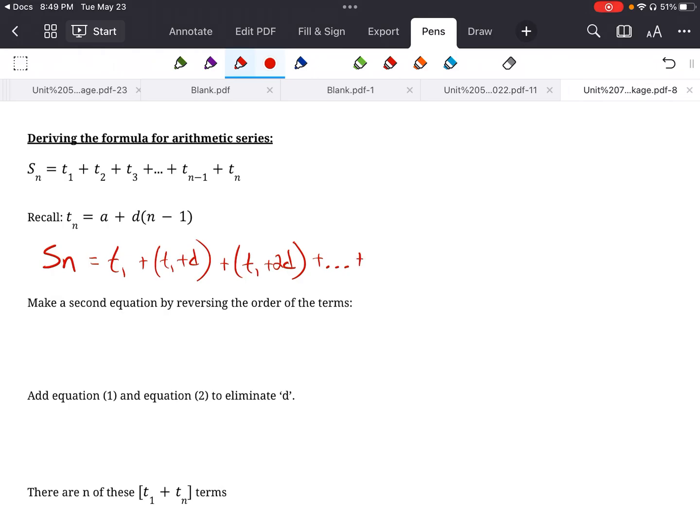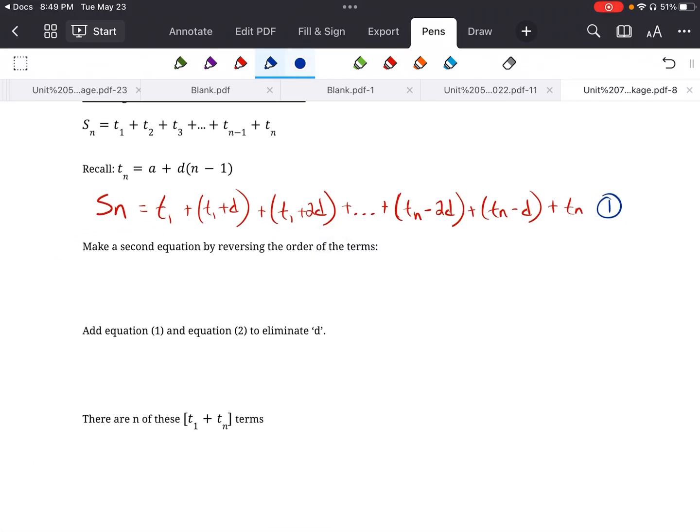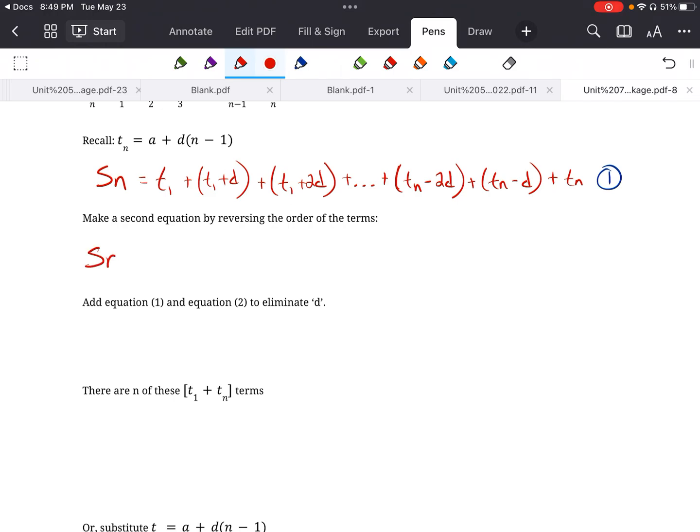We don't know what the end of this sequence is. It's hypothetical. But you would get, so the end minus 2D, Tn minus D, and then Tn. Didn't need brackets there. Okay. So that's number 1. Make a second equation by reversing the order of the terms. So we're just flipping it backwards. So we're starting with Tn. We have Tn minus D. Okay, so exactly the opposite of what we just did.